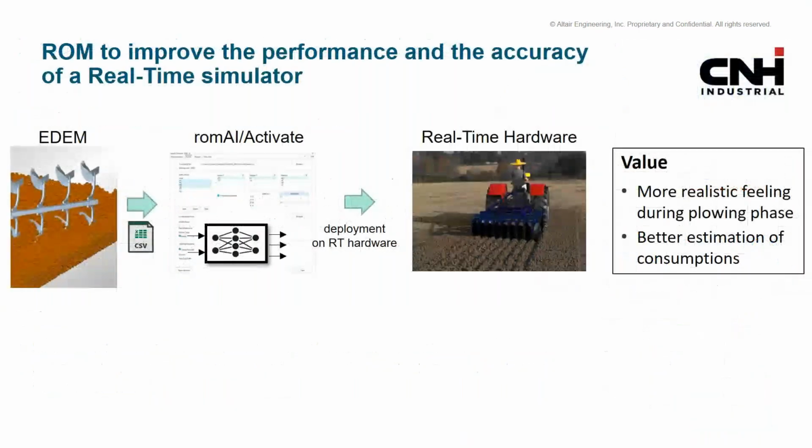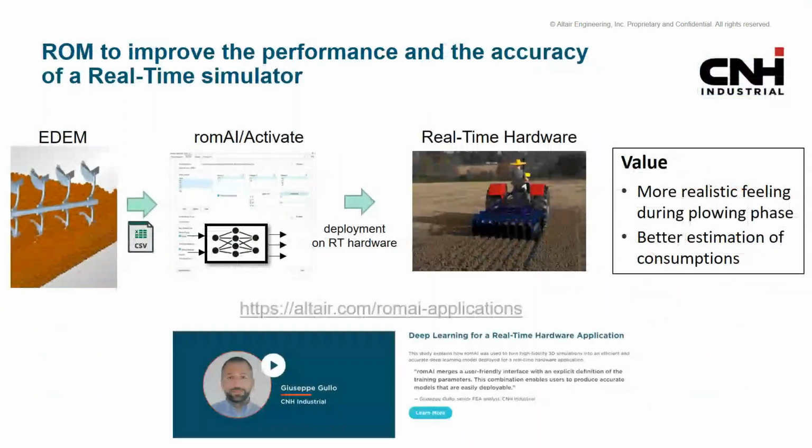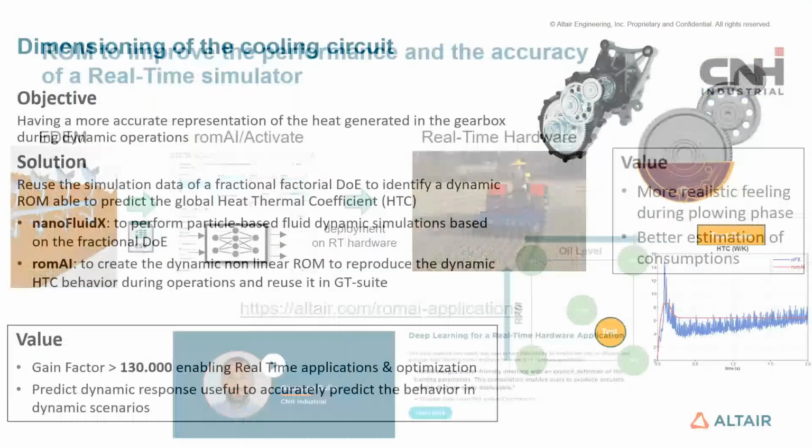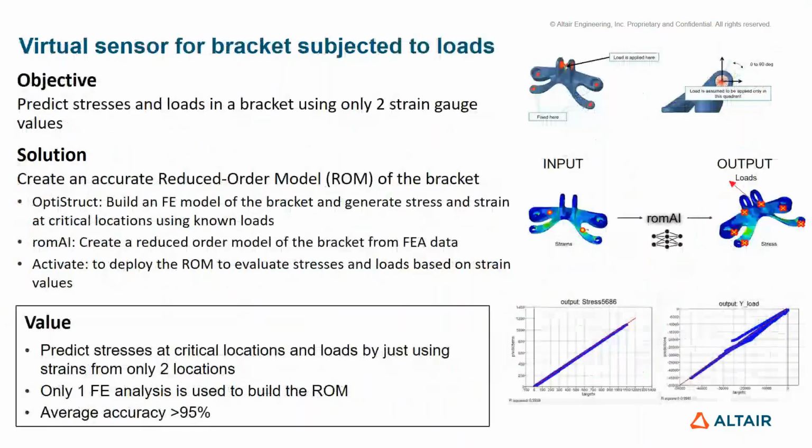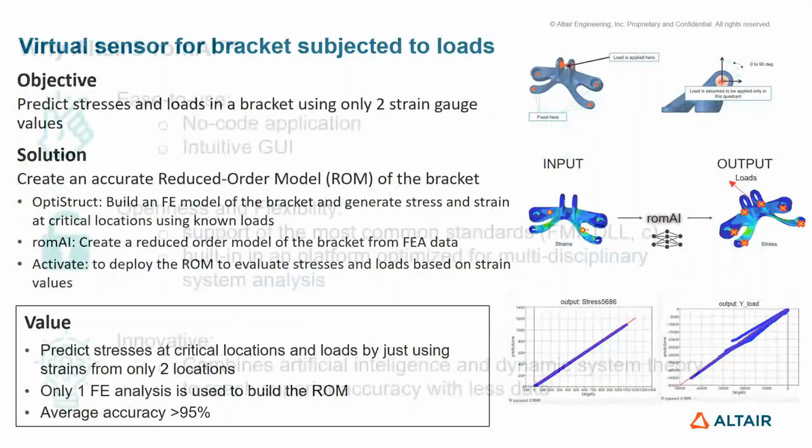CNH is one customer in the agricultural industry using Altair's AI tools. There are many case studies, and you can go through our website. I'm quickly covering the cooling circuit example. You can also look at the sensor bracket, with multiple iterations.